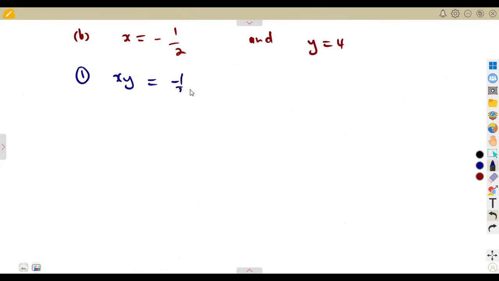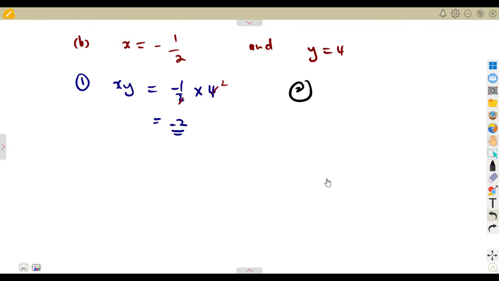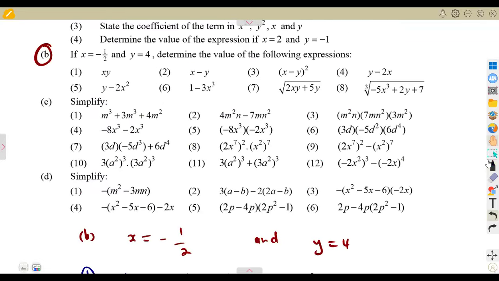That's -1/2. xy means x times y, which is 4. That is what it means. So -1/2 times 4 is going to give you -2, or you can just use your calculator. But that's this into this, that's a 2 there, which is -2. So that's the idea. It's simply a substitution.